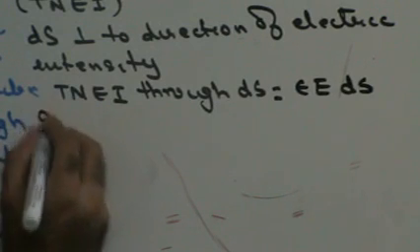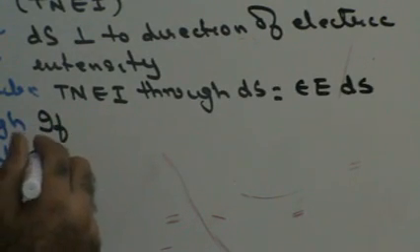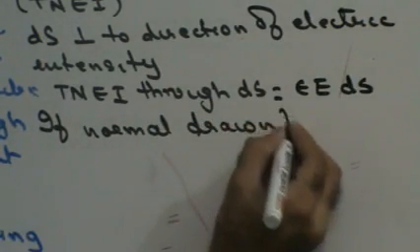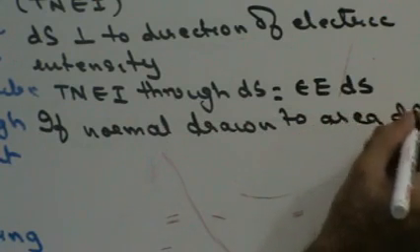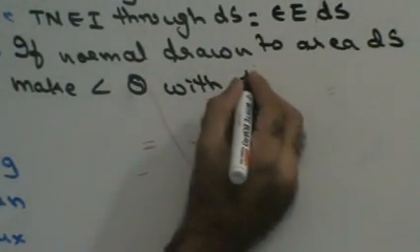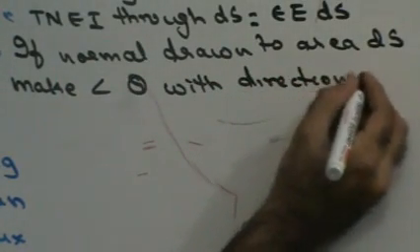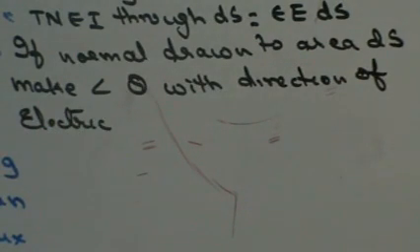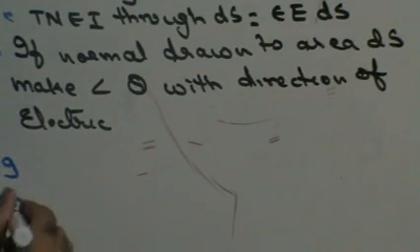Now if the normal drawn to area ds makes an angle of theta with the direction of electric intensity. I hope you all know the meaning of normal. The perpendicular to the tangent is called the normal. It makes an angle of theta with the direction of electric intensity.